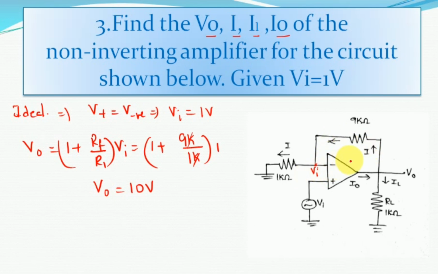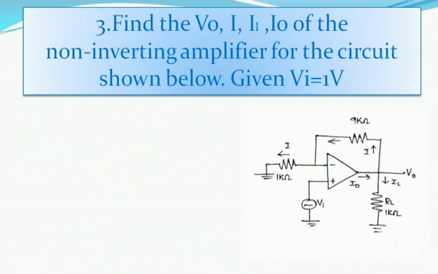From this circuit we can say that the current flowing through the feedback resistor 9 kilo ohm is always the same as the current flowing through the resistor 1 kilo ohm, since the current entering at the op-amp terminal is 0. So from this current equation we can write the I value as Vi minus 0 by 1 kilo ohm. So Vi value is 1 volt, 1 by 1k, I can write I value as 1 milliampere. So we have found the value of voltage V0 and the current I.